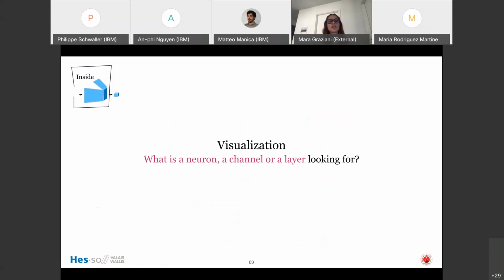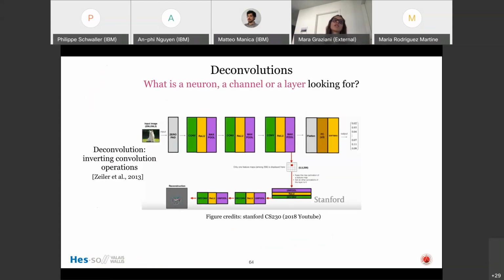Let's now move to image generation and visualization techniques. In this case, we would like to have a visual response that tells us what a neuron, a channel, or a layer is looking for during training. One approach was deconvolution, and this was proposed really early. The basic idea is to interpret the neuron or the channel by reconstructing the activation zone of influence in the input space. This is done by inverting several times the pooling, the ReLU, and the convolutional operations that the image has gone through once inputted in the network.